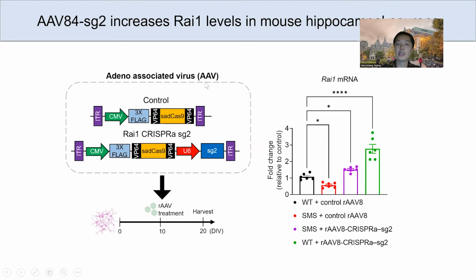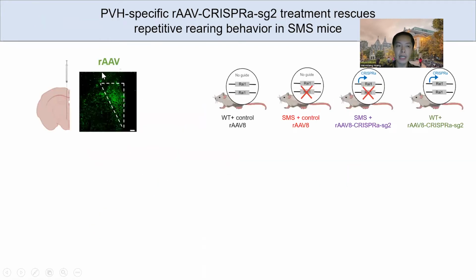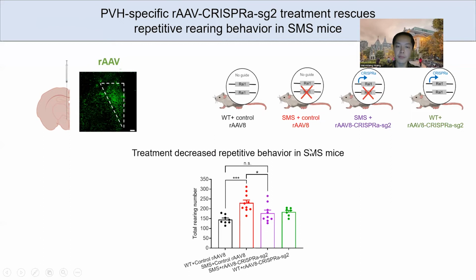Then we injected the treatment virus into mice. We selected a brain region in the hypothalamus called PVH. In our recent work, we found that this brain region is important in mediating obesity in the SMS mice. So we thought this would be a good place to start. We generated wild-type mice with control virus, SMS mice with control virus, and SMS mice with the treatment. The purple one is the treatment group.